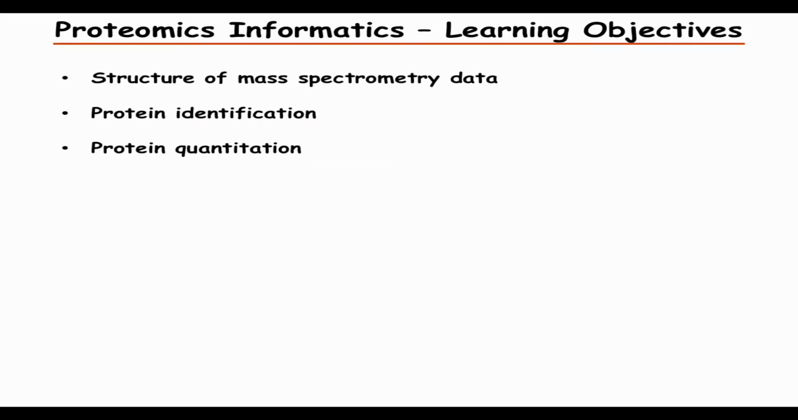So what I will talk about is first give an overview of the structure of mass spectrometry data, and then talk about protein identification and then protein quantitation. And the different examples that we'll go through will be related to the protein identification and quantitation.